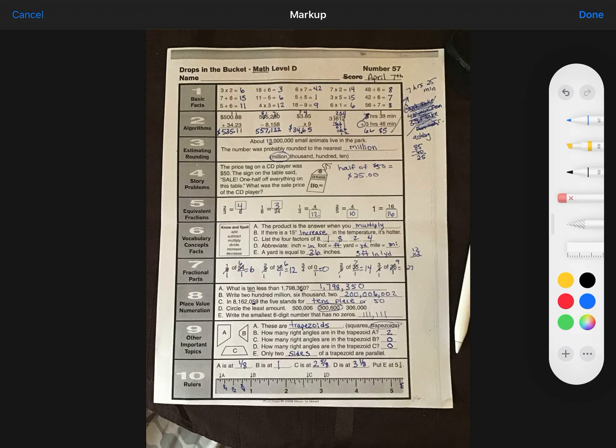Okay, so section 2, algorithms. An algorithm is just a procedure that you do to get the answer. So we know when we are adding $500.88 plus $34.23, our decimal has to be lined up in all of our correct place values.